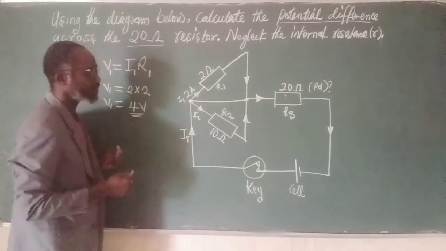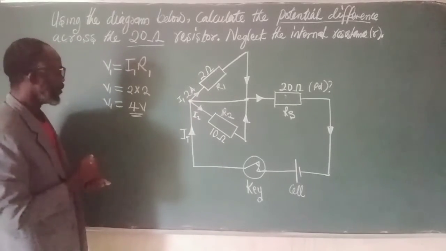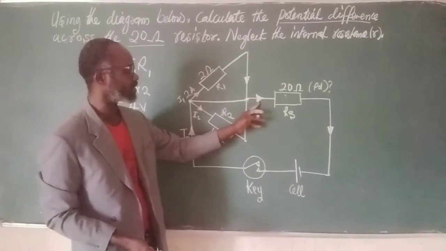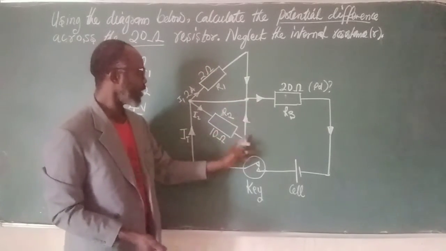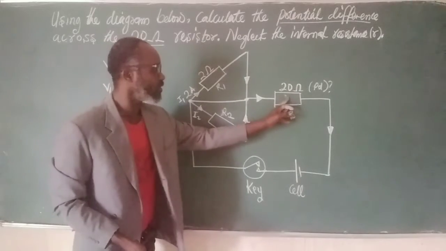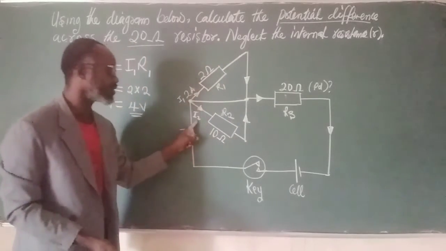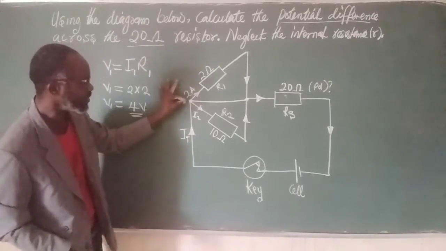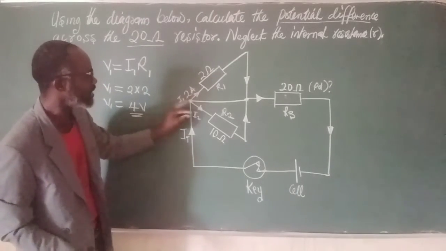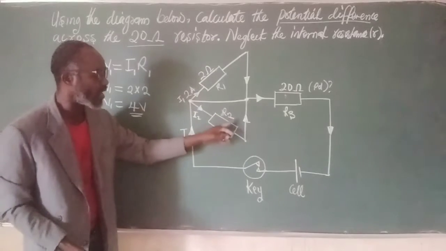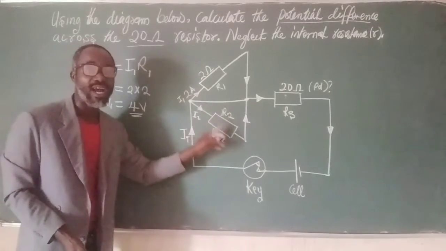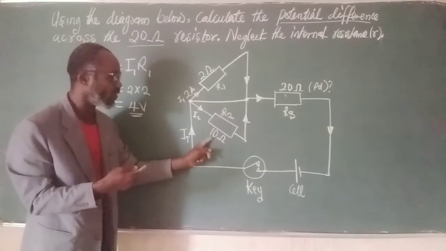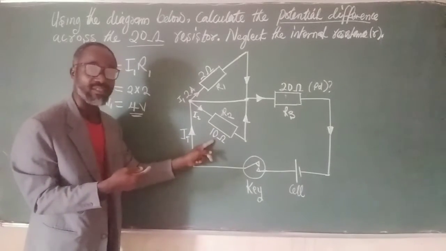So what do we do next? We recall that by the time this current comes to this point, it will combine with the other current and then flow into this. We need to find the current I2. There is a junction here where R1 and R2 meet, so we need to use that to find the value of the current flowing into this.